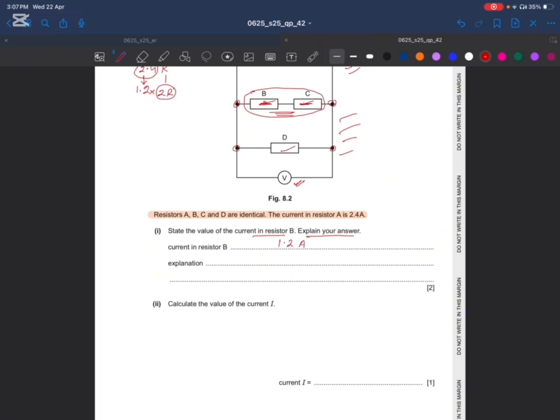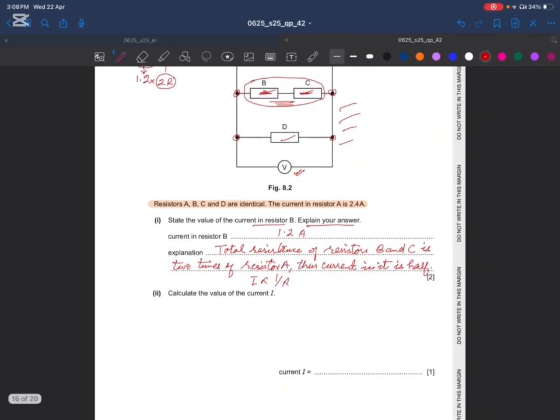And what is the logic? What is the explanation? So simply you can say that the total resistance of resistors B and C is twice that of resistor A, thus the current in it is half. You can also mention that I is inversely proportional to R.